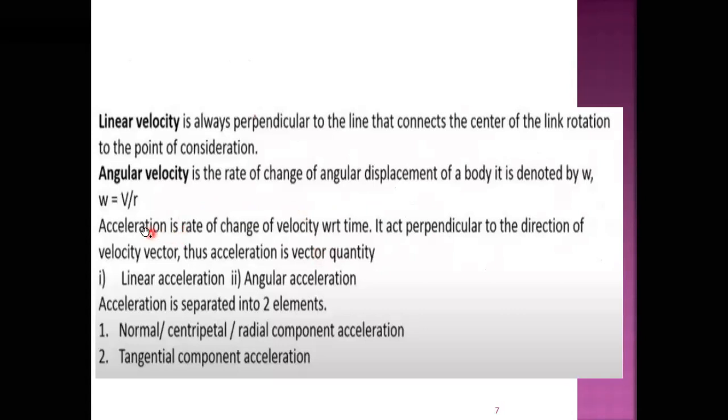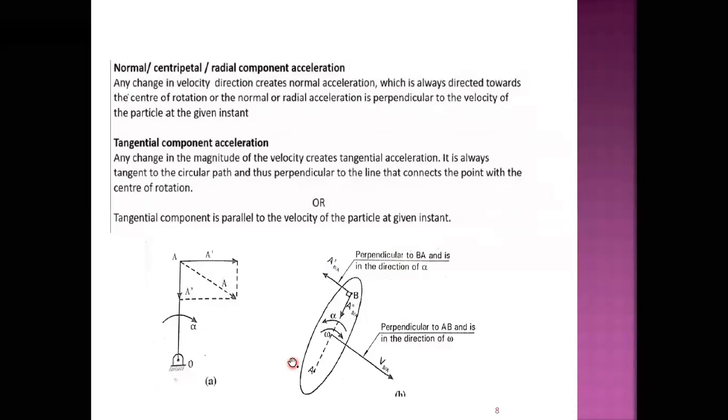In acceleration there are again two types. Acceleration is the rate of change of velocity with respect to time. Acceleration is a vector quantity, and it is separated into two components: one is called normal acceleration, and the other is called tangential acceleration.